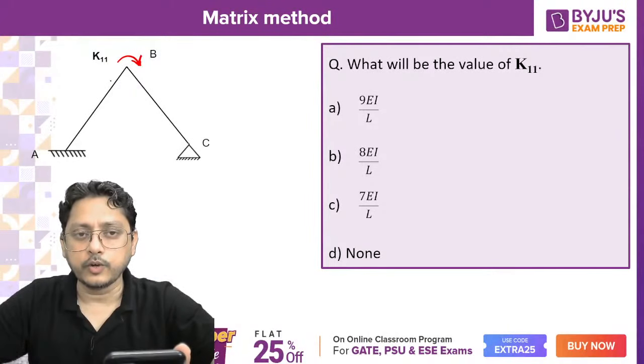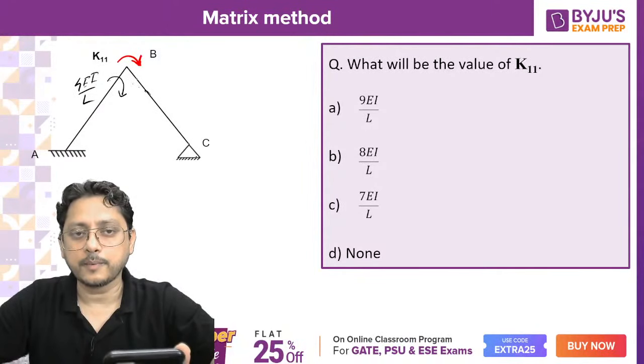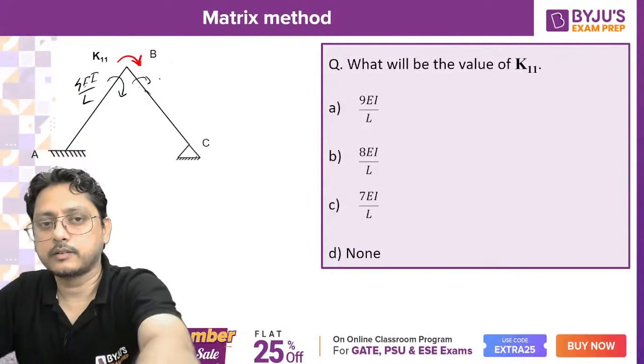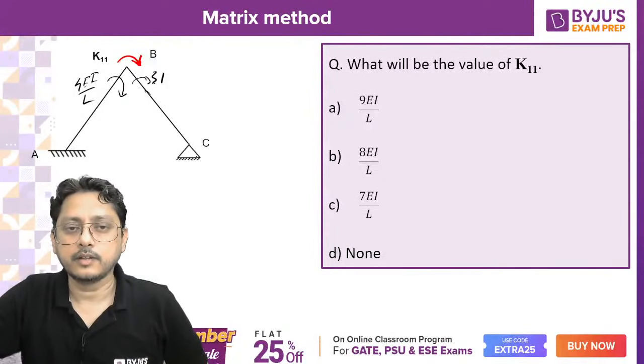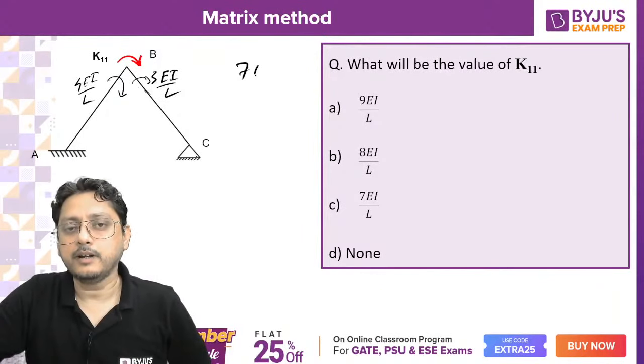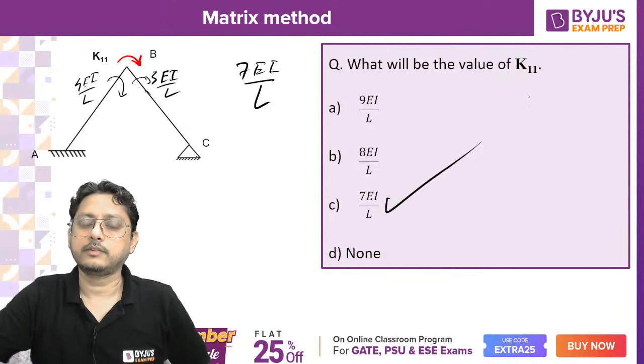So to produce a unit rotation here, you need to provide 4EI by L, correct or not? And for this one, the far end is hinged, so here you need to apply 3EI by L. So the total effort you need to apply is nothing but 7EI by L. That's all.